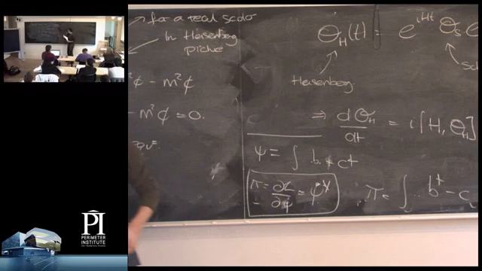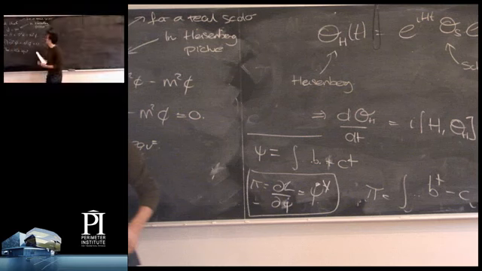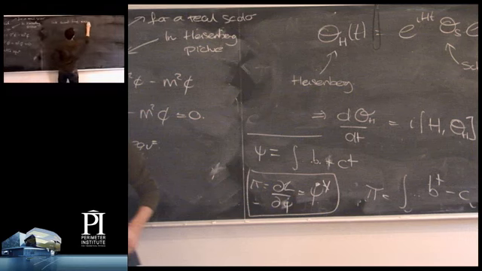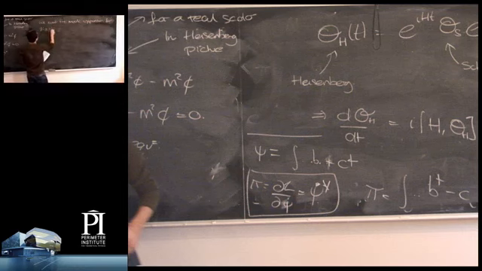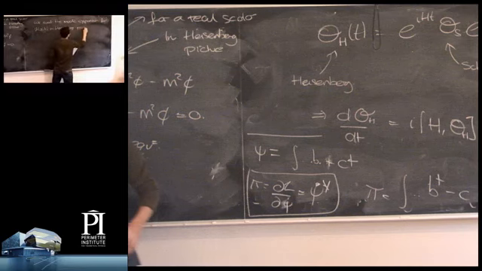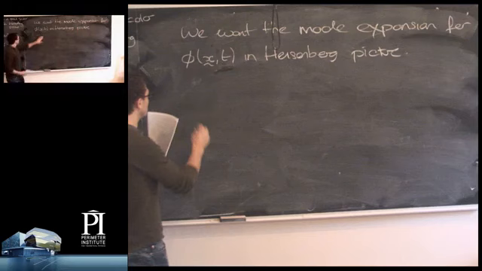Okay, so the next thing I'm going to do is write down the mode expansion for phi in the Heisenberg picture. So you want the mode expansion for phi of x comma t in the Heisenberg picture. So until now, until this board, phi was only a function of x, but now we're in the Heisenberg picture, it depends on both x and t. What we need to do this is the following results.